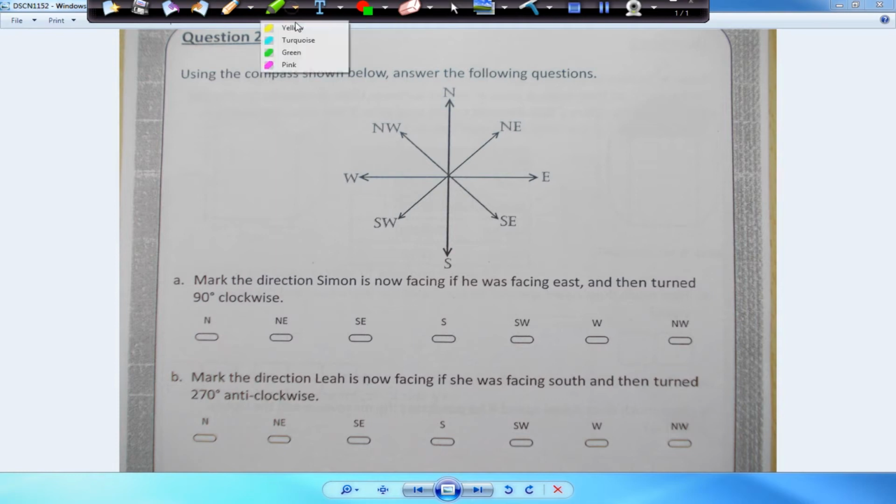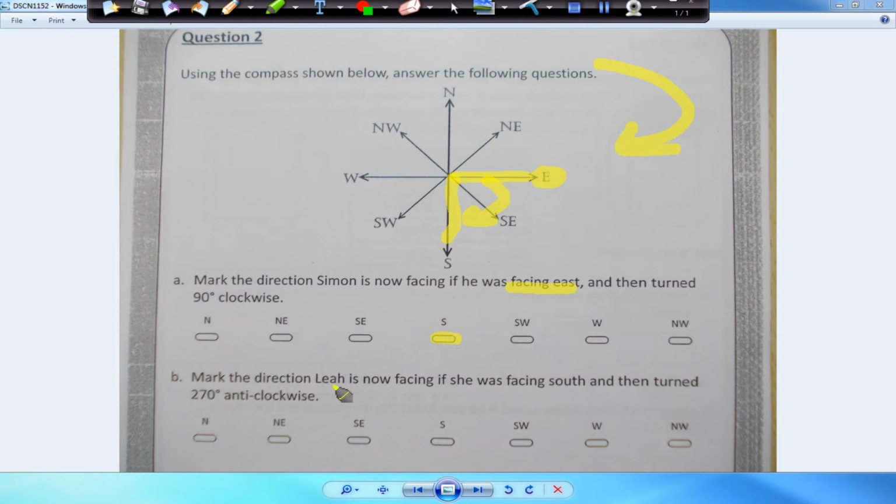Let's do the highlighter for this one. Mark the direction Simon is now facing if he's facing east. So which way is he facing? East. And then he turned 90 degrees clockwise. So from this direction, 90 degrees clockwise takes us straight South. Clockwise is the direction of the clock. So 2A should be South.